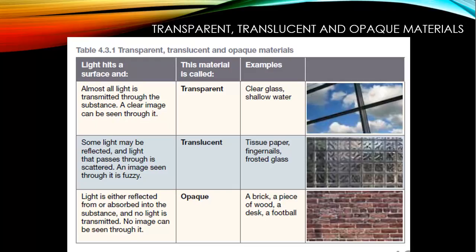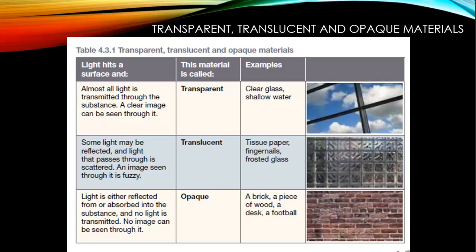We've got different materials here: transparent, translucent, and opaque. These are just words that are used to describe what happens when light interacts with that type of material. We say that something is transparent when all the light is transmitted through that substance, so a clear image can be seen through it. An example of that is glass or shallow water.